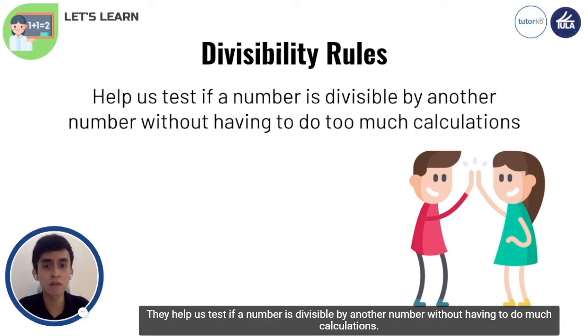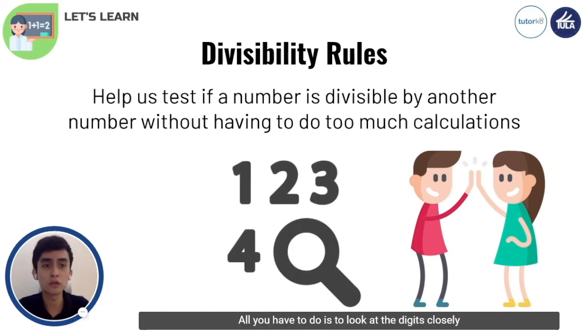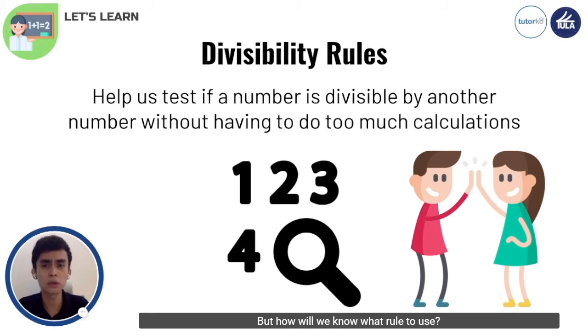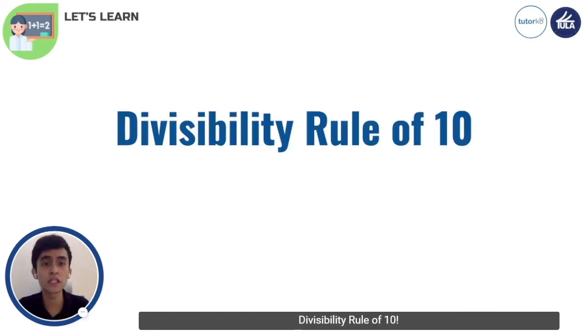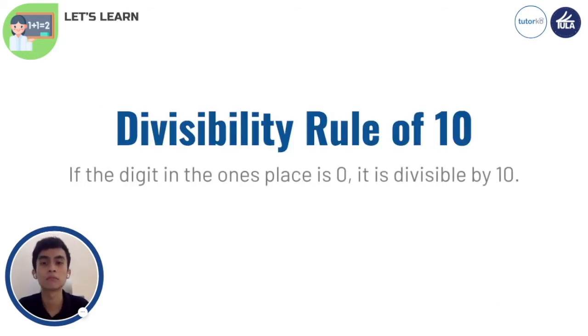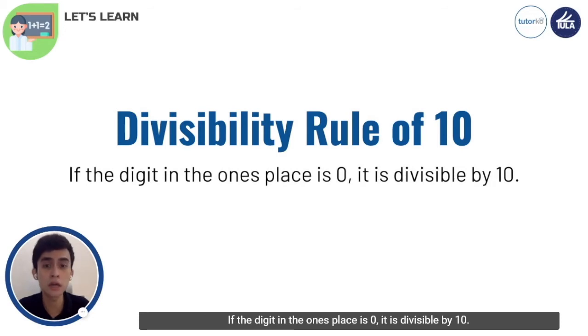They help us test if a number is divisible by another number without having to do much calculations. All you have to do is to look at the digits closely. But how will we know what rule to use? Dahil kailangan nyo ng 10 singers per group, gagamitin natin ang divisibility rule of 10. If the digit in the ones place is 0, it is divisible by 10.